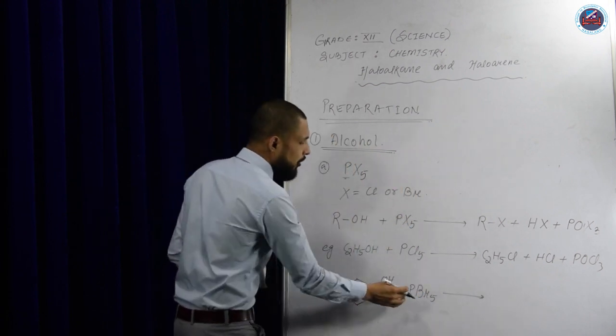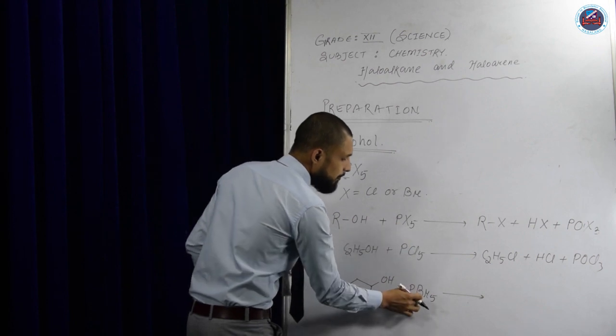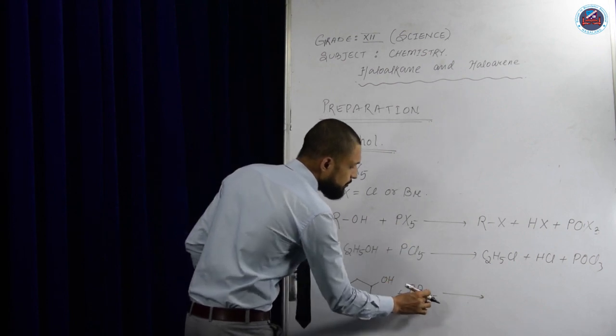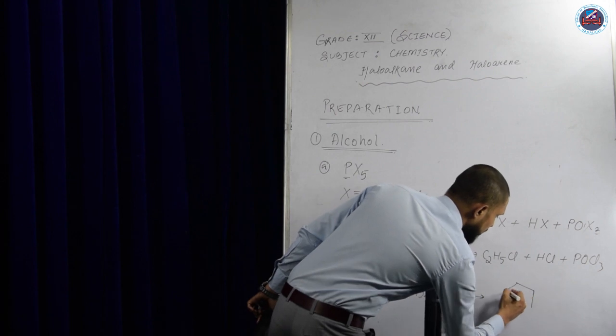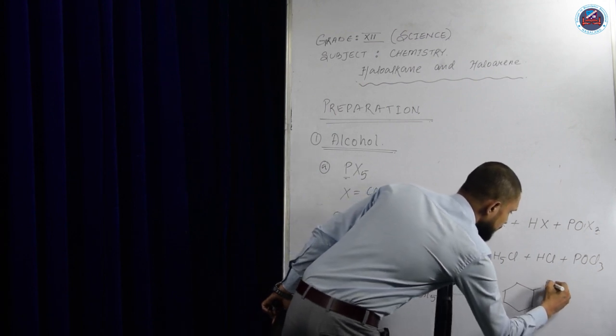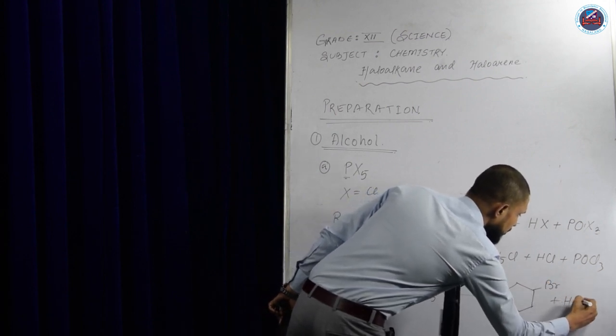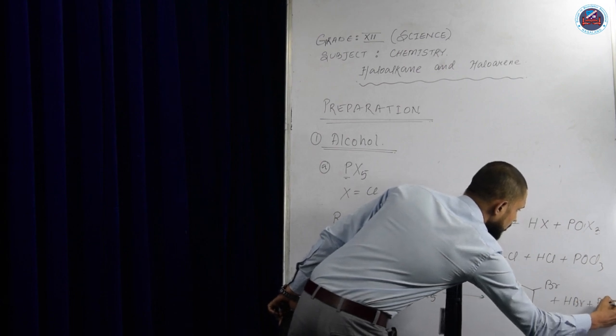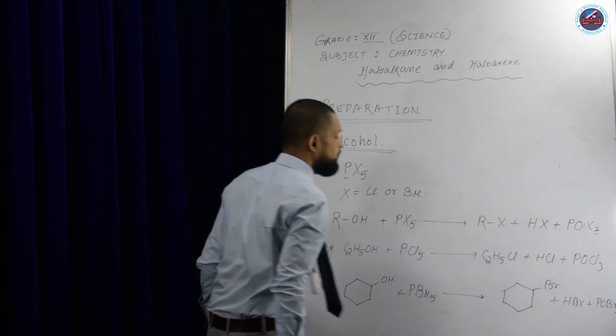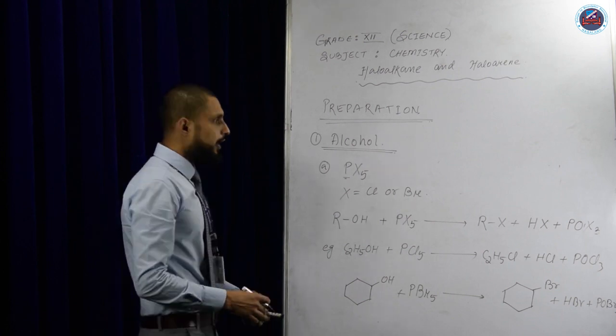Let us take one more example. Here in place of X you have Br, so OH will be replaced by Br, so we'll get this product plus HBr plus POBr3.